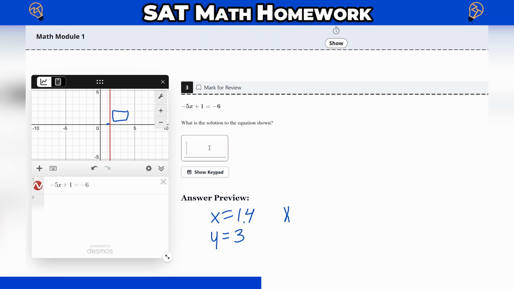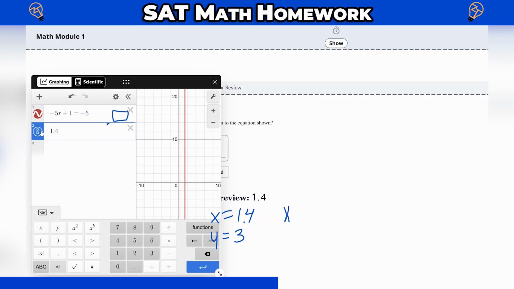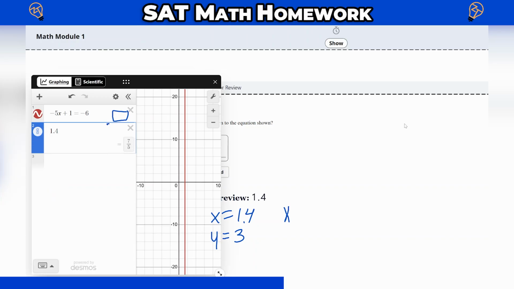I could type in 1.4 as my answer. I could go here and do 1.4, and then let me expand this so you can see a little bit better. I could press this button to make it the fraction that we already saw, 7/5. So good stuff to know there.